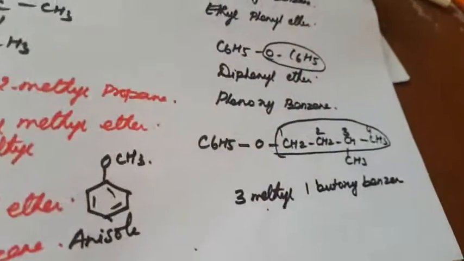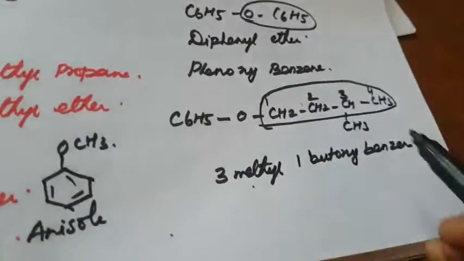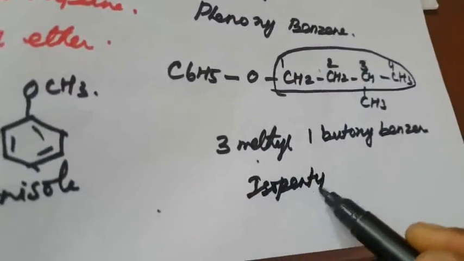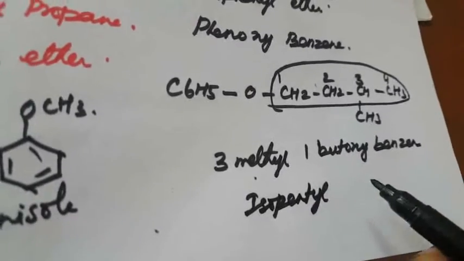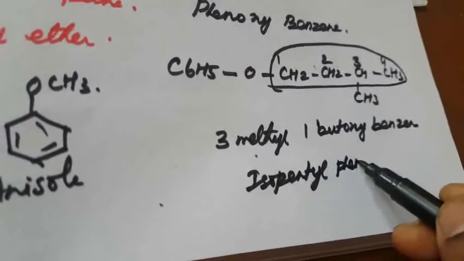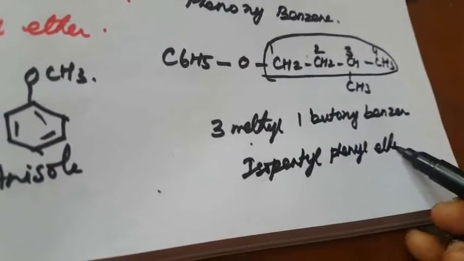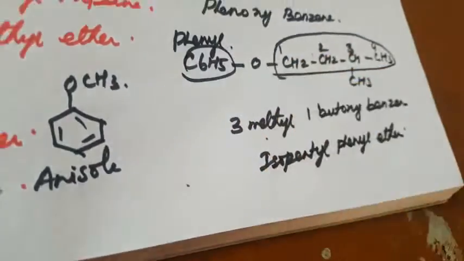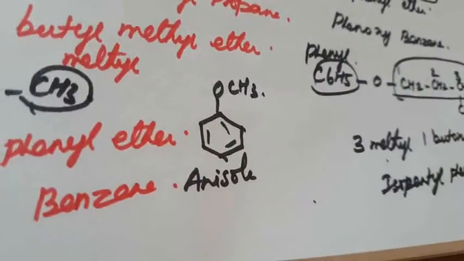So this is another one, the name is isopentyl. This is a 5 carbon chain. This is called isopentyl phenyl ether. Isopentyl phenyl ether. This is called phenyl. This is the ether functional group. Okay, so this is another one.